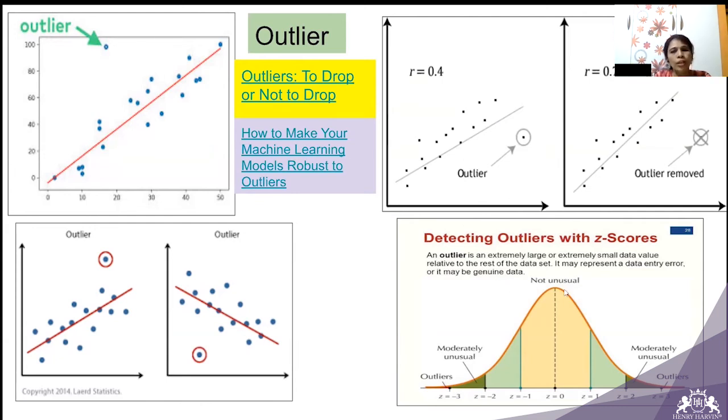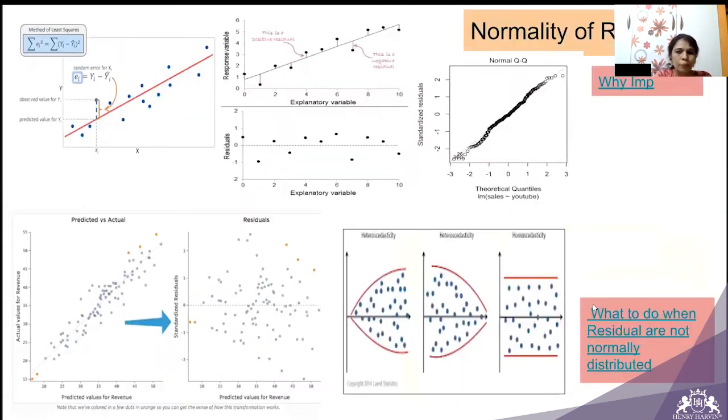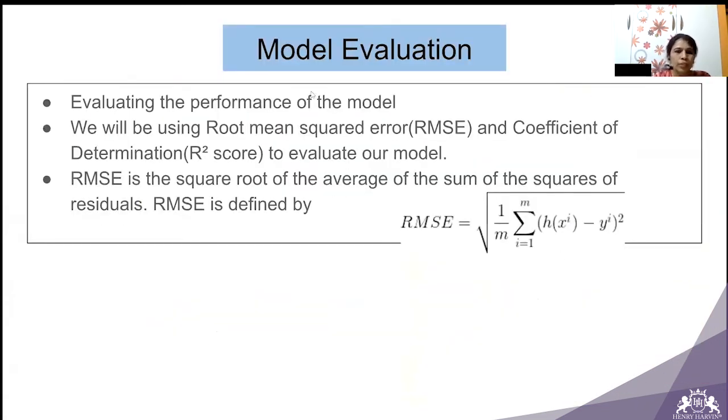So how can outliers be detected? Outliers can be detected with the help of z-scores. Those things we will see. Now, this is what I said about model evaluation. The model is evaluated with the help of R square or adjusted R square, or there is another metric called root mean square error. Basically, I prefer going with the RMSE, root mean square error.